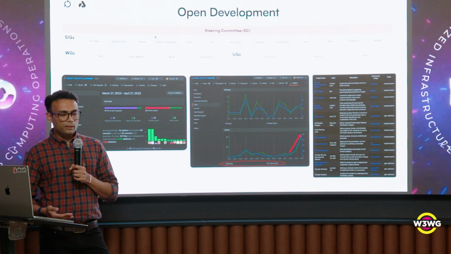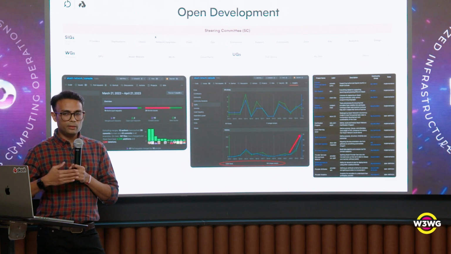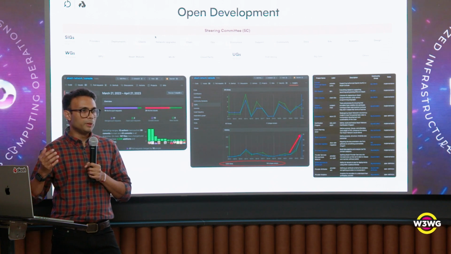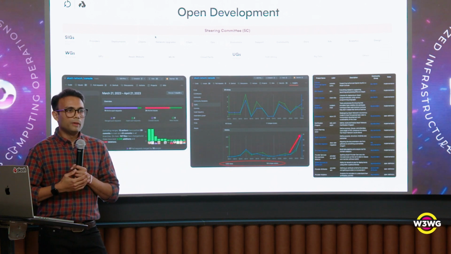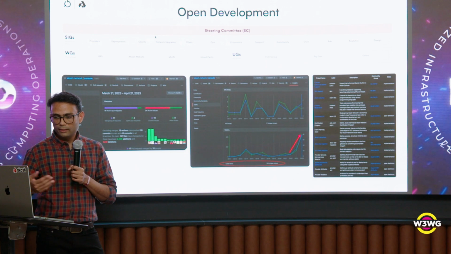So at the start of this year, we decided to take the next leap in the development of our project. We said, not only are we going to be open source, but we're actually going to do everything in the open.